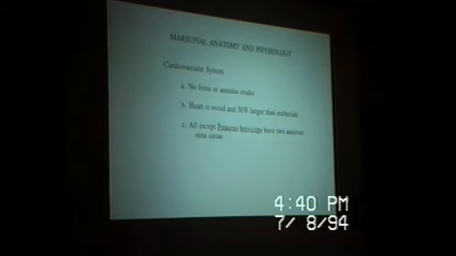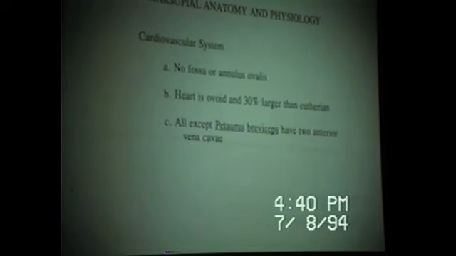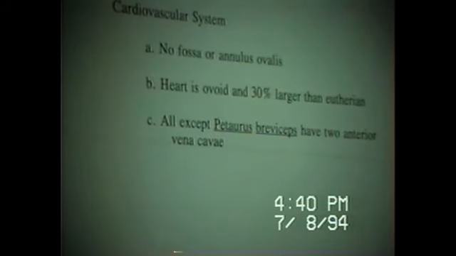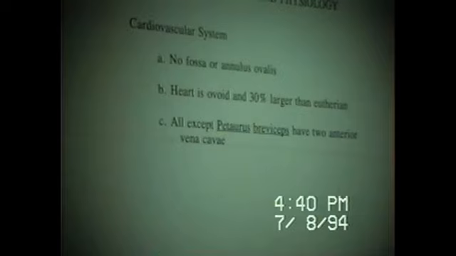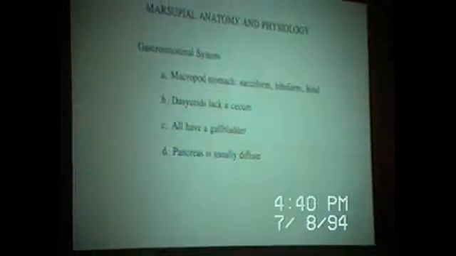Cardiovascular system, the main thing to remember is that marsupials lack the foramen ovale in the heart like eutherian mammals do. They just have a series of fenestrations, kind of like a bird heart. And the other main thing to remember is that the heart is often about 30% larger than in eutherians.